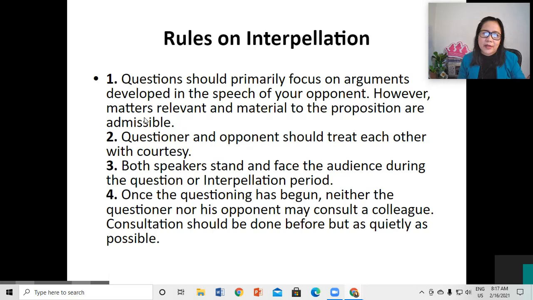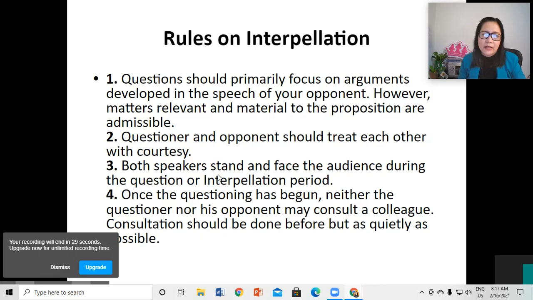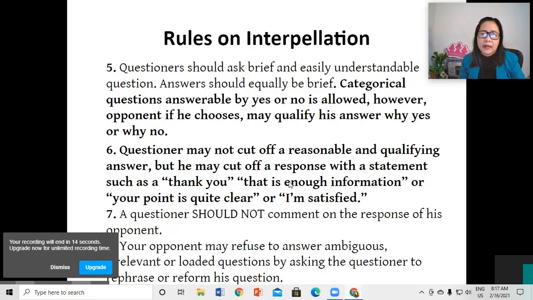These are the rules on interpolation. You should just focus on the arguments and nothing else. Questioner and opponent should treat each other with courtesy. Both speakers stand or face each other, or turn on their cameras during the question and interpolation period. Once the questioning has begun, neither the questioner nor his opponent may consult a colleague.